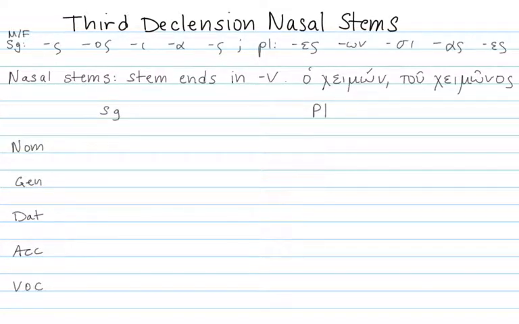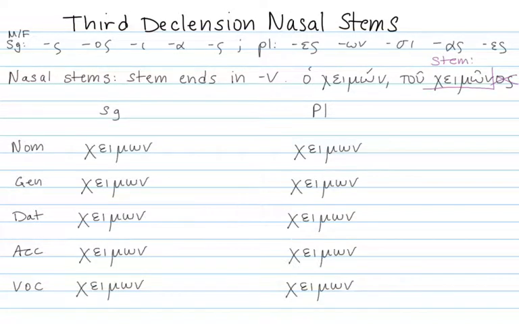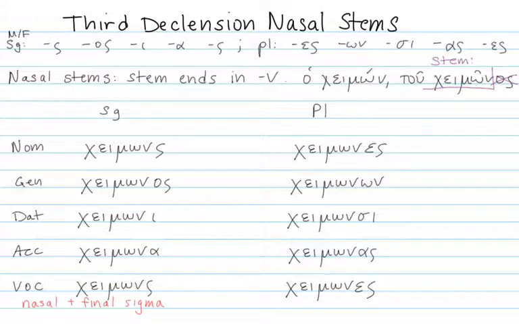So remember that in the third declension, you find the true stem by going to the genitive singular and lopping off the ending. So our stem is hemon, and we add our endings, and we apply some little rules. So our little rule is a nasal plus a final sigma. Final just means it's the last letter of the word. The final sigma disappears, and so that affects the nominative and vocative singular.